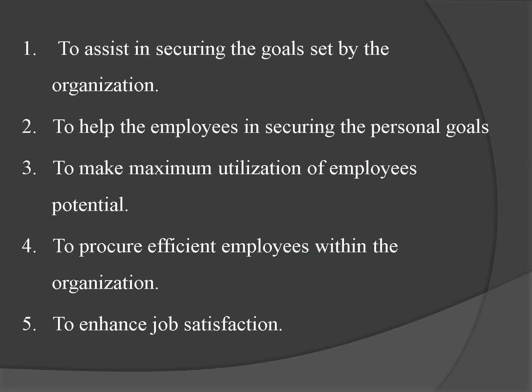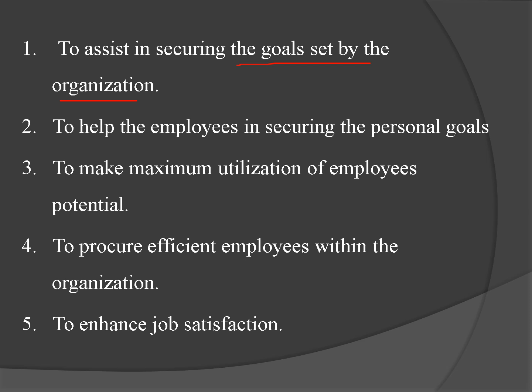So these are the objectives of human resource management. What is the first one? The first one is to assist in securing the goals set by the organization. The main aim of HRM is to help the employees in achieving the desired organization goals. Whatever organization goals are there, it will help to achieve them. If it fails to do so, then that particular organization's existence will come to an end.